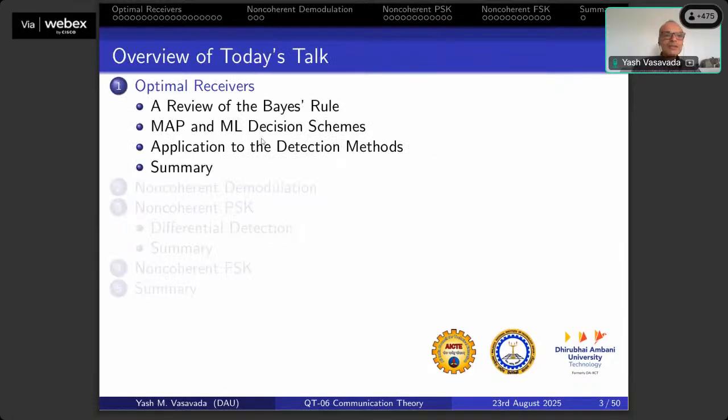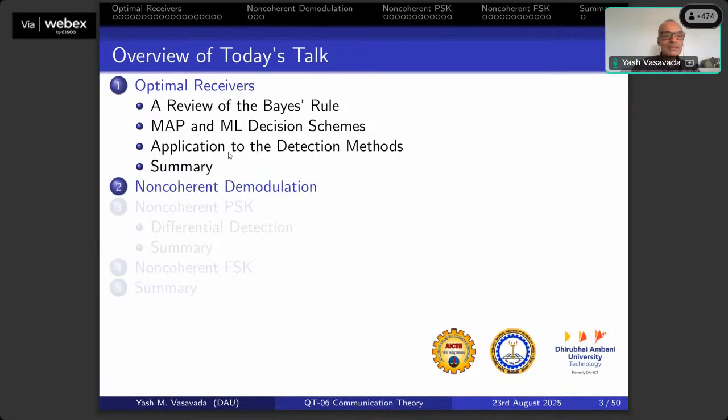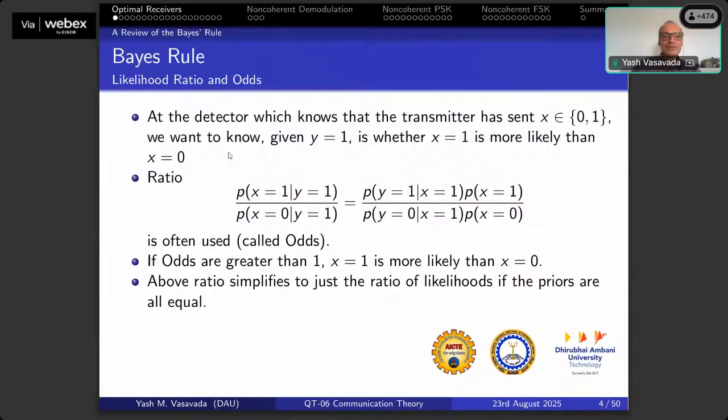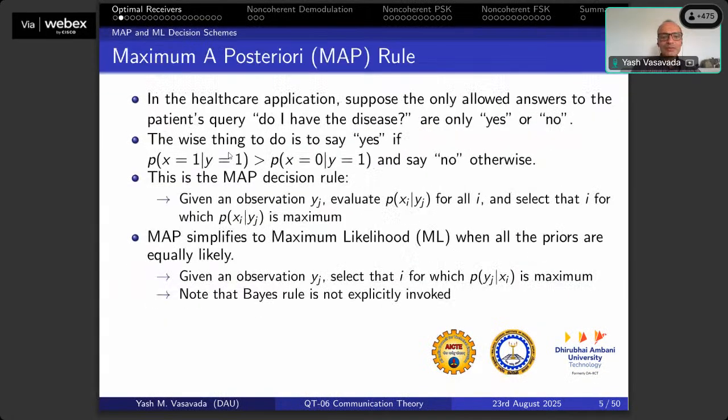I will not spend a lot of time on this first part because this is very similar to what we have already done. And then I'll go to the second part, which is the non-coherent detection. So this is the general Bayesian rule that we have already talked about. We have talked about the maximum a posteriori rule and maximum likelihood detection.